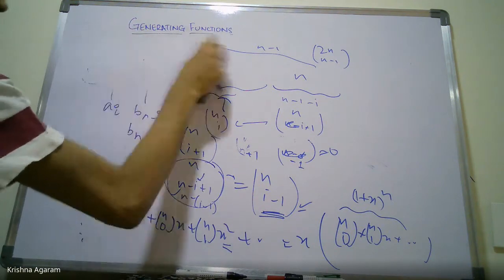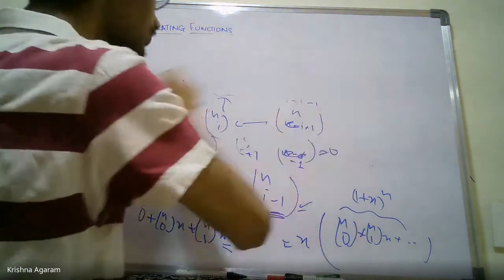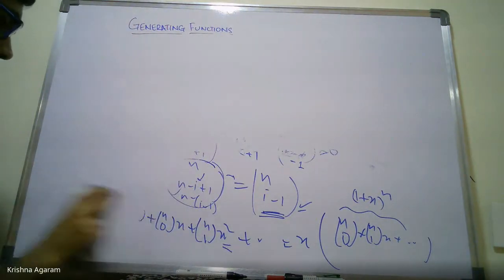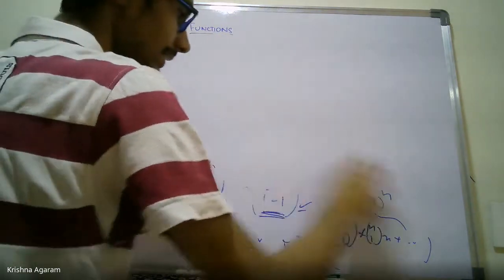Basically, you can also use generating functions. And of course, for these, normal counting is faster, but we'll soon come to problems that are almost impossible without generating functions.